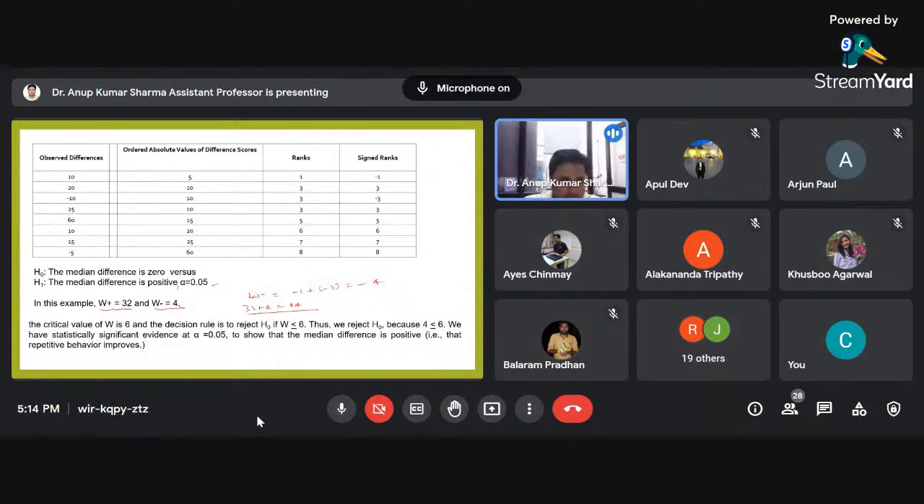For the critical value, in the same way from the T table, it is 6. And the decision is this: in this case we get 4, and we consider the minimum value again. This 4 is less than 6, so it falls in the critical region. So there is statistically significant evidence.